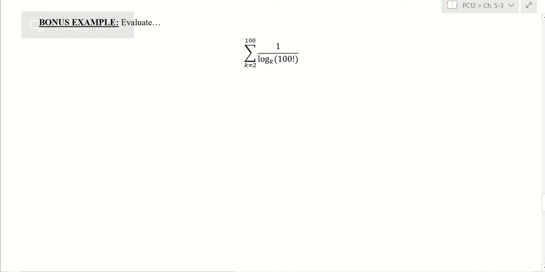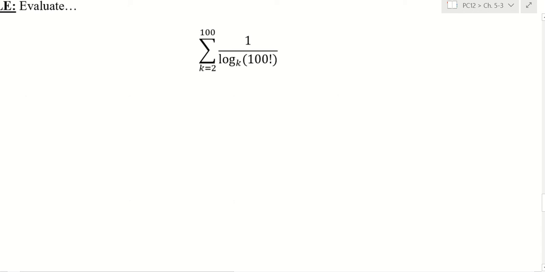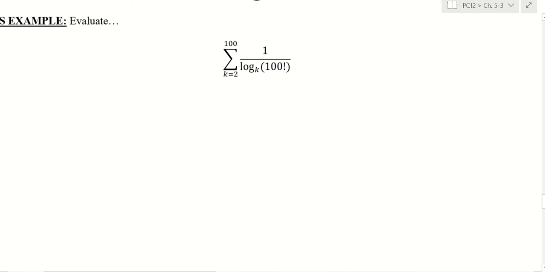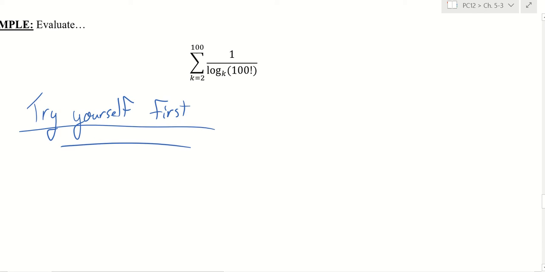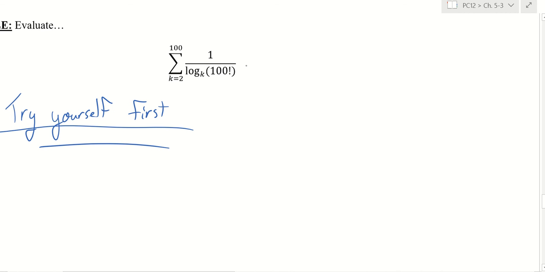All right, so here it is, the bonus question for the properties of logarithms. Now, this I do actually encourage you to try yourself first. So try yourself first. Now, one thing that you should know before you try yourself is this.